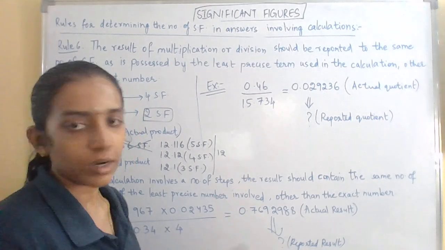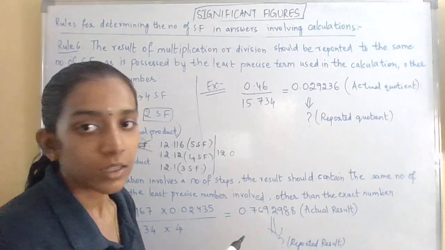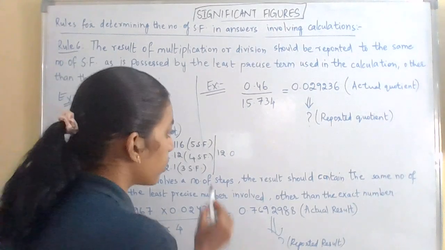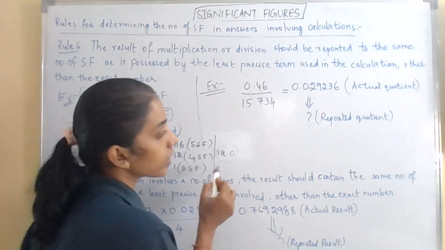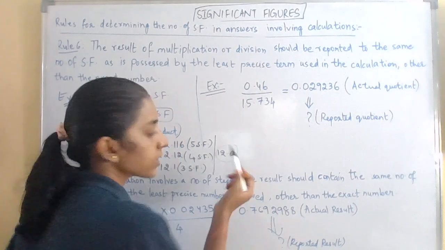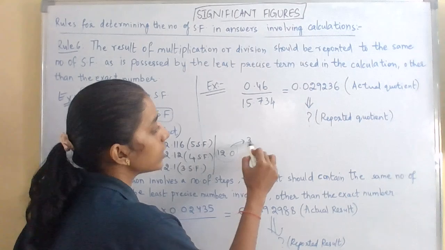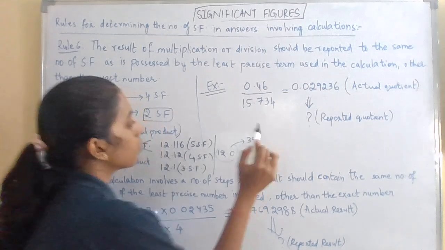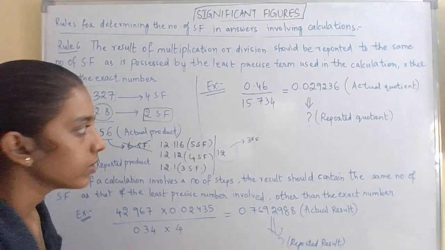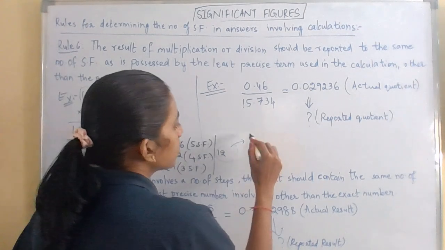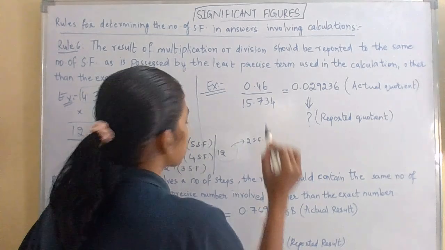Just 12. You can't even write 12.0 because again that rule: if a number ends in 0 and that 0 is to the right of a decimal point, that is considered significant, and again you will get 3 significant figures. But no, you should not write it as 12.0. You should just write it as 12. So here we will be having 2 significant figures.